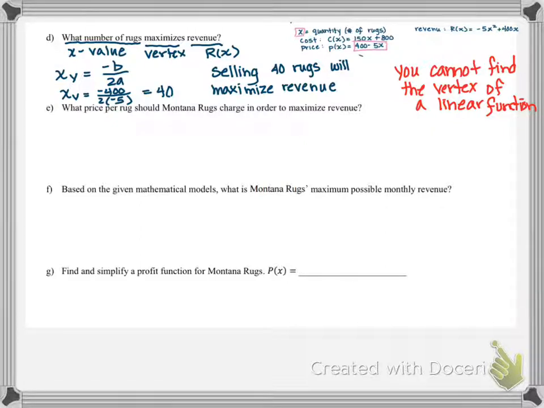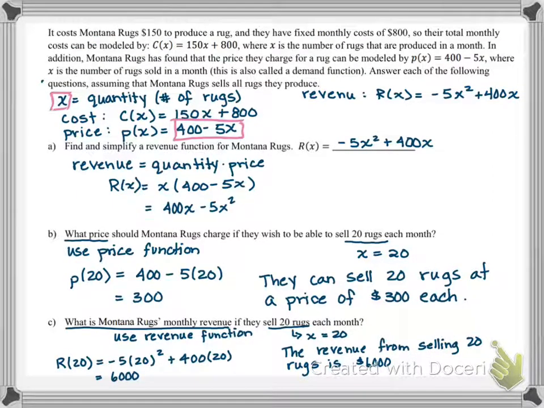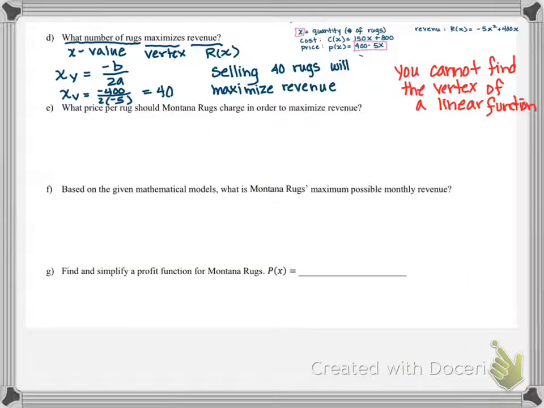So what we've learned so far is that if I sell 40 rugs, I'm going to maximize revenue. What that means is that now I have that quantity. Anytime I'm asked about maximizing revenue, that's telling me that the quantity is 40. Just like in part B, we were given a quantity of 20. In part E here, if I want to know what price per rug I should charge to maximize revenue, the fact that I'm maximizing revenue tells me that I am producing 40 rugs. That is now set in stone. Anything that has to do with maximizing revenue corresponds to an X value of 40.